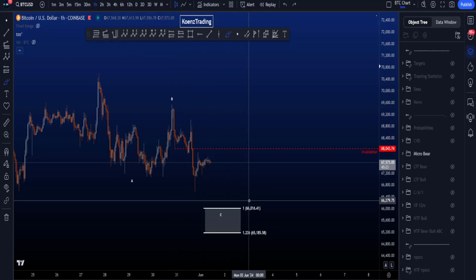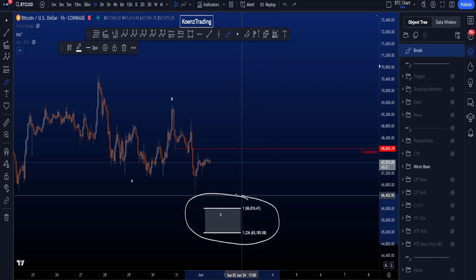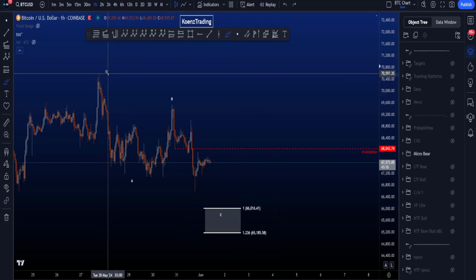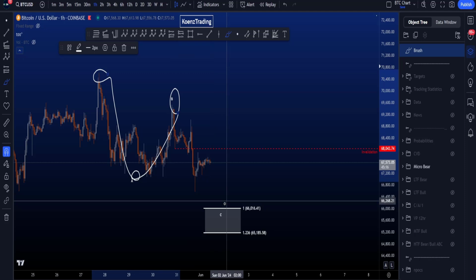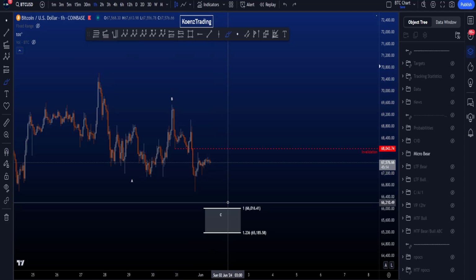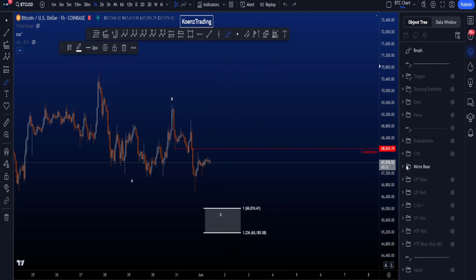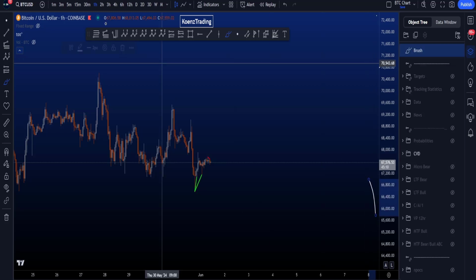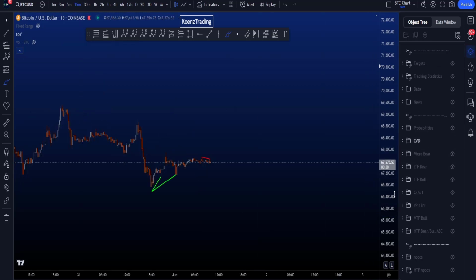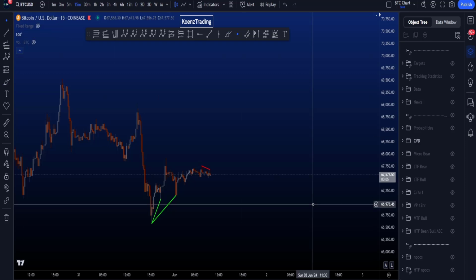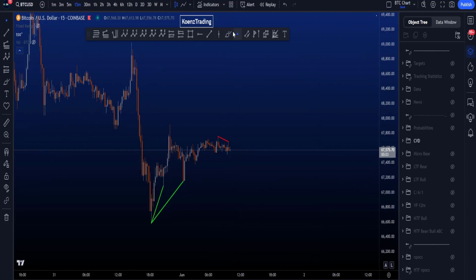The target for your wave C is between the 1 and the 1.236 trend-based fib extension, taken from the high to the low of A to the high of B, giving you a target between 66k and 65.1k. Looking at the CVD divergences, we do have some bullish but also a bearish CVD divergence on the chart.